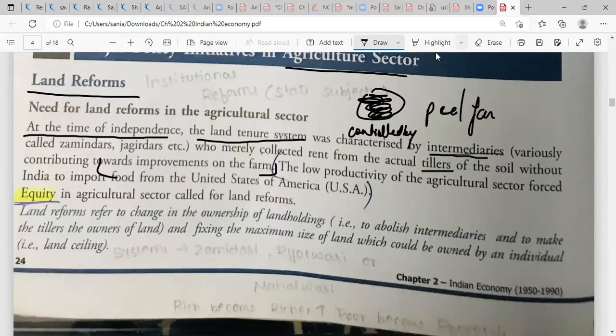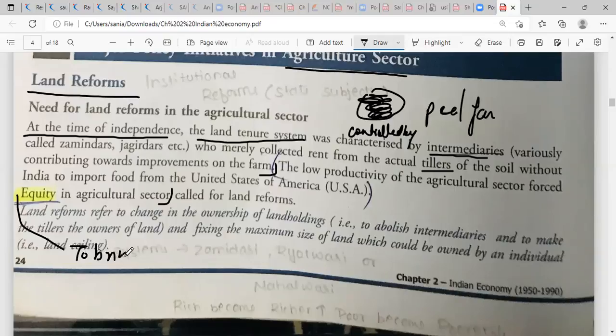Okay, clear? Yes, ma'am. Okay. They merely collected rent from the actual peasant and farmer of the soil without contributing towards improvement of the farms. Okay, this is the first point. Second, low productivity of the agriculture sector forced India to import food from USA, the United States of America. Third, to bring equity in the agriculture sector. Okay, these were the three reasons. That's why we called for land reform.